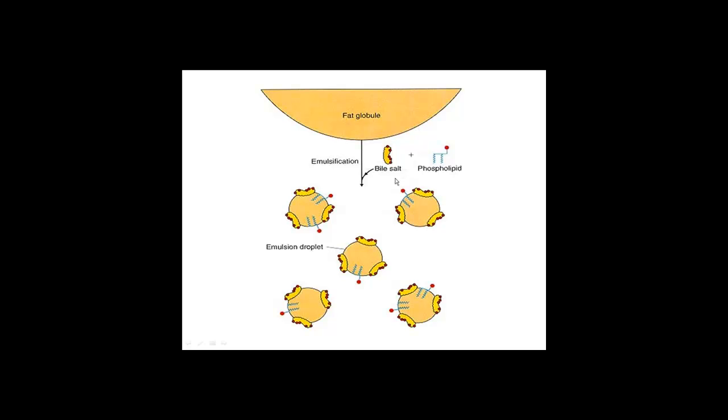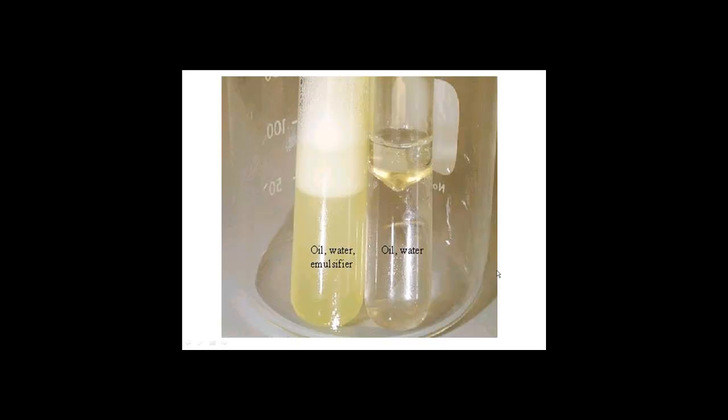the fat globule, again, I'm just giving you several pictures, is going to be broken down and emulsified so it mixes with the chyme. And here's the difference. Here's oil and water without an emulsifier. You can see the oil is floating on top of the water. And then here's oil and water with an emulsifier, and you can see the oil is mixed in with the water, so it's emulsified.